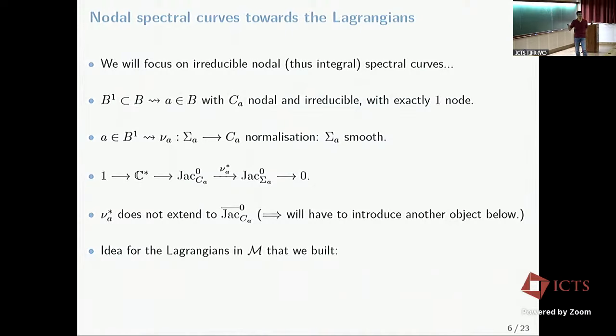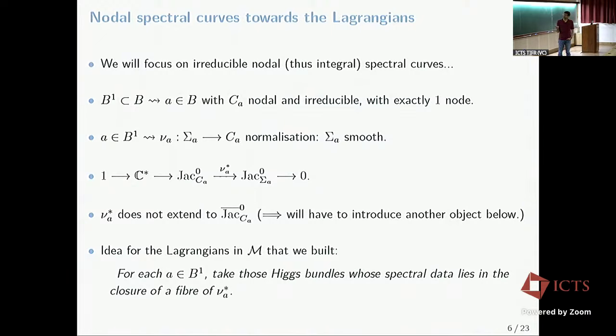Okay, so let me now just in words give you the idea of the Lagrangians, I'm already saying that they are Lagrangians, but the Lagrangians that we built. So take any A in this locus for nodal spectral curves, and take those Higgs bundles, remember the Higgs bundles, and you can think of them in terms of spectral data, Higgs bundles whose corresponding spectral data lies in the closure of a fiber of this pullback map here. So fix a point here, take a fiber, it's a C star, the fiber is in this Jacobian, and now take the closure of that fiber, it's going to be here, okay? And so that's going to be the spectral data of the Higgs bundles in this space, okay?